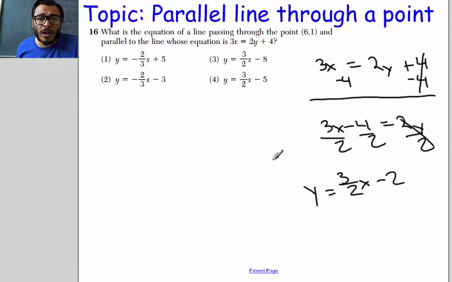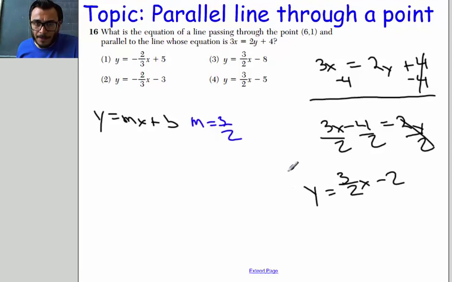Now, we're looking for a line that's parallel to this. So we're looking for some line in y equals mx plus b form that's parallel to this. We know that the line we're looking for needs to have the same slope as that, and it has to pass through this point. So I know that x at some point on that line equals 6 and y equals 1.